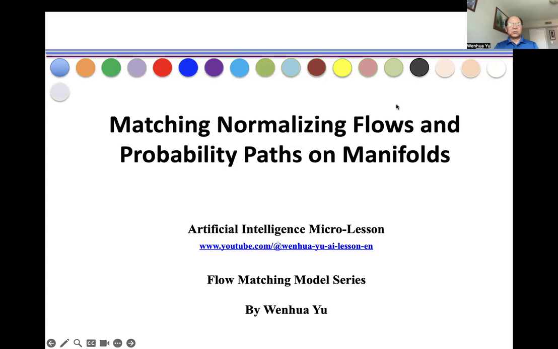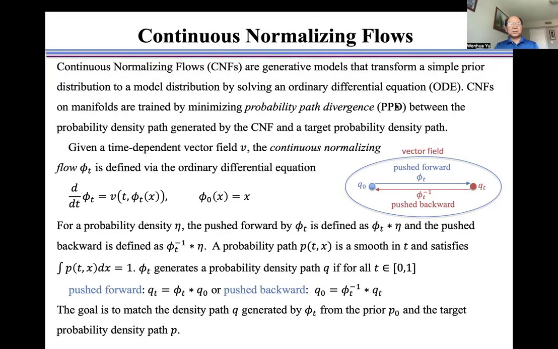In this video, I introduce matching, normalizing flows, and probability path on manifolds. Continuous normalizing flows are generative models that transfer a simple prior distribution to a model distribution by solving an ordinary differential equation. CNFs on manifolds are trained by minimizing probability path divergence between the probability density path generated by the CNF and the target probability density path.